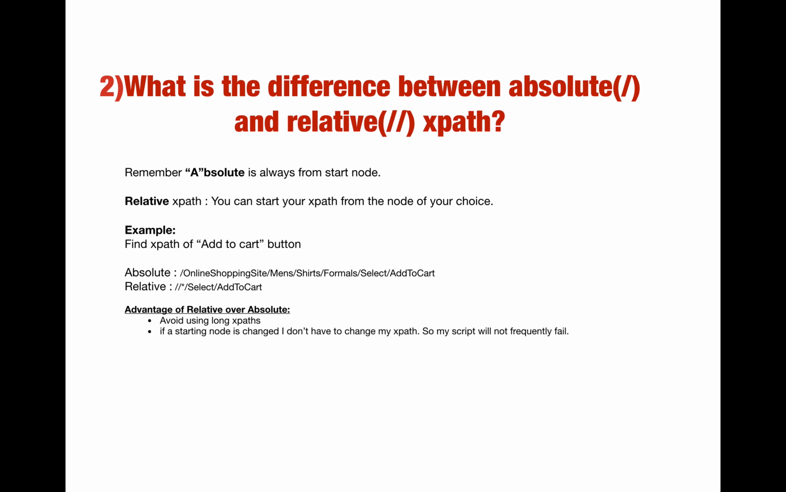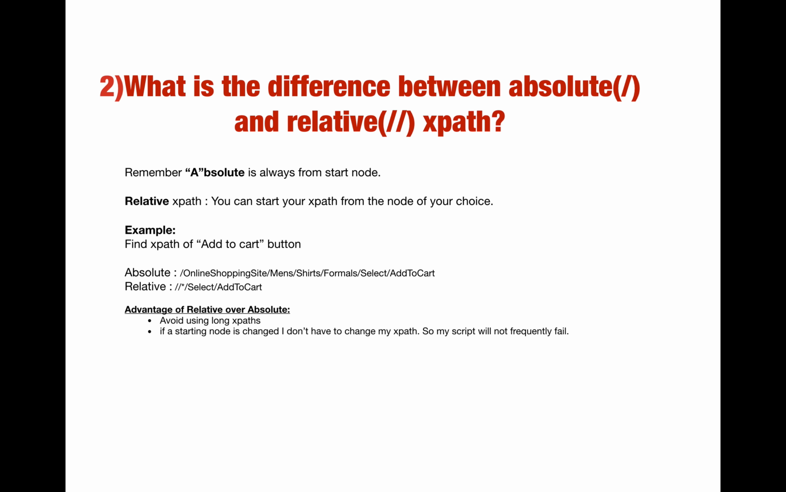How do you write your absolute path? Absolute path starts with the start node or the root node, as we already discussed. It starts from the online shopping site, followed by, maybe you want to buy men's shirts, so men's slash shirts, and in shirts you want to buy formals, and then you select it, and that's when you add to cart. This is the entire absolute path, from the start node to the element of your choice.